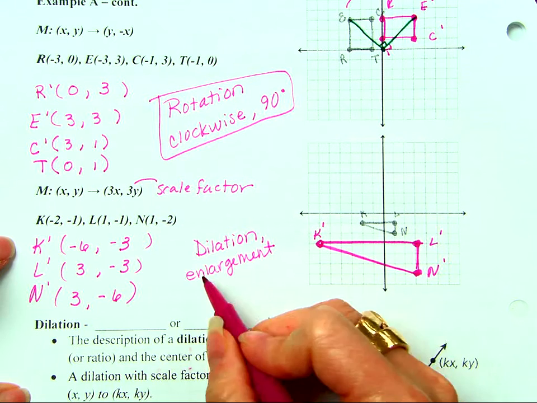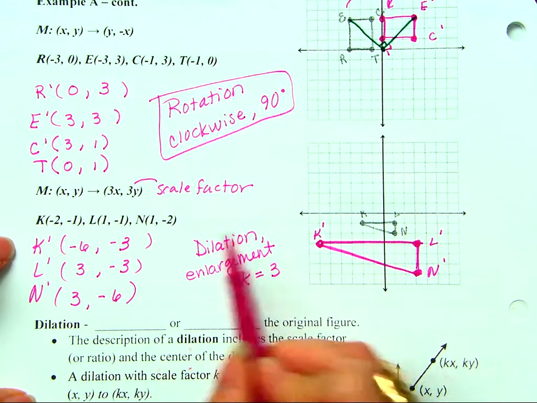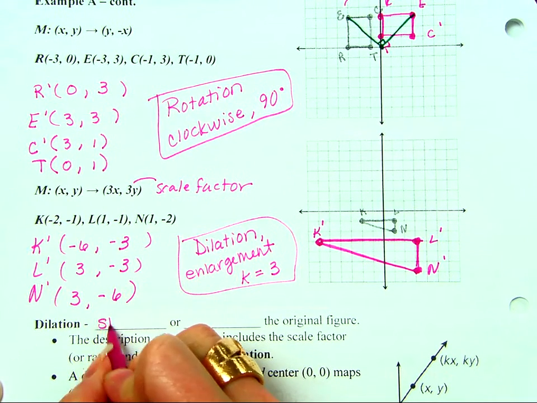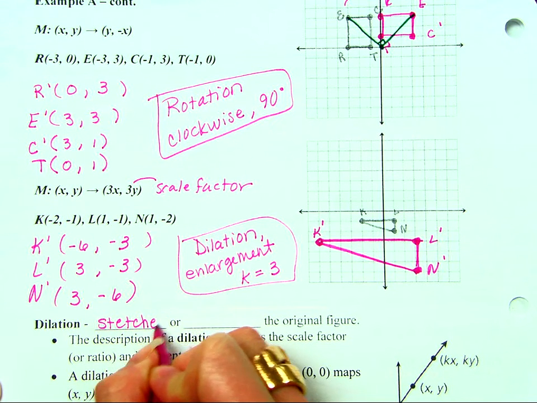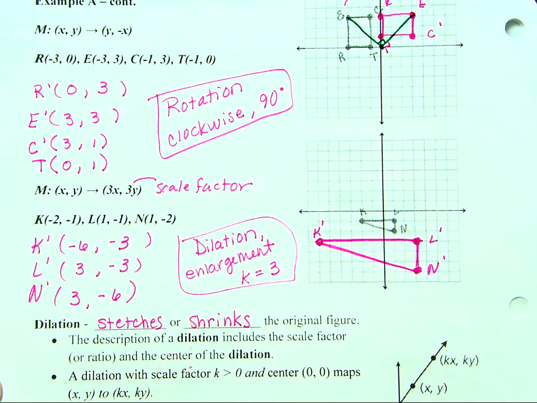They refer to that scale factor a lot of times with the letter k, so I may just put k equals 3 to describe that. So down below, a dilation stretches or shrinks a figure. The description of the dilation includes the scale factor and the center of dilation. And like I said, our center is 0, 0, and in all of our questions for 4.1, we're going to use a center of 0, 0.